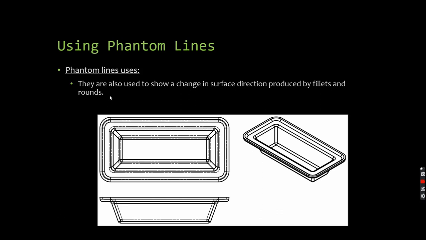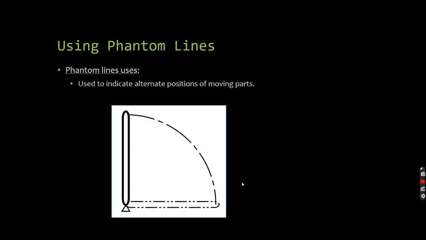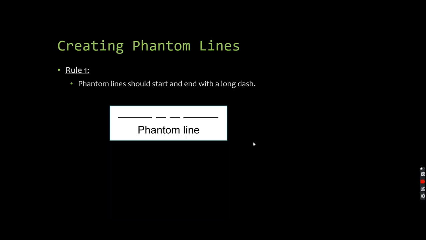Also used to show a change in surface direction produced by fillets. We normally don't do this unless we have an object like this. Sometimes when we have fillets, it is hard to view or see what they are. Many times we leave those lines off. They're used to indicate alternate positions of moving parts. Notice, here is a phantom line showing where the part would move to. Here is a center line showing the movement. Phantom lines should start and end with a long dash.